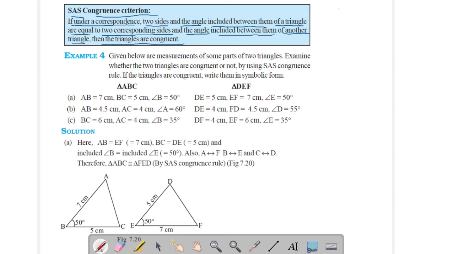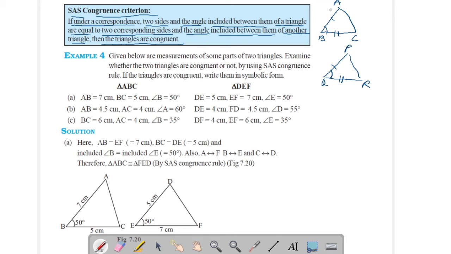That is, if you take these two triangles, that is ABC and another triangle, say PQR, in this, if line segment AB is equal to line segment PQ, and angle B is equal to angle Q, and line segment BC is equal to line segment QR, then these two triangles are said to be congruent by the SAS congruency criterion.